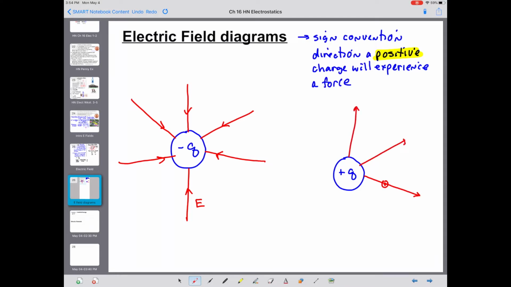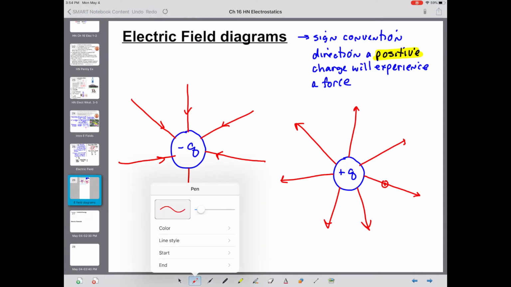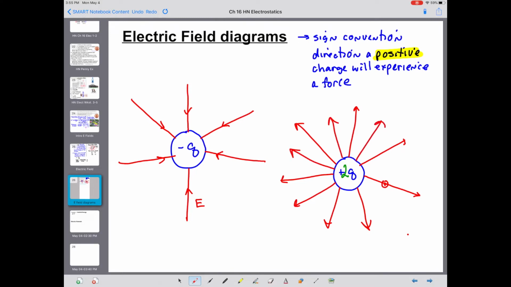And so my field here would be a bunch of arrows that would point radially outward. Now, let's say I changed my charge and I doubled the amount of charge that was there. Well, that would mean we would have twice as much charge. A positive test charge would experience more force. We would draw more field lines to represent that the field is then stronger. So those arrows are just a way to be able to picture it.